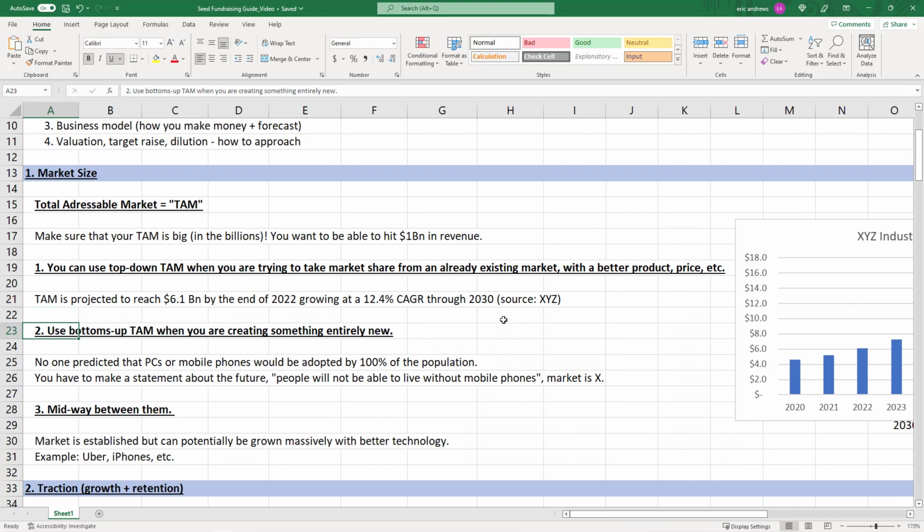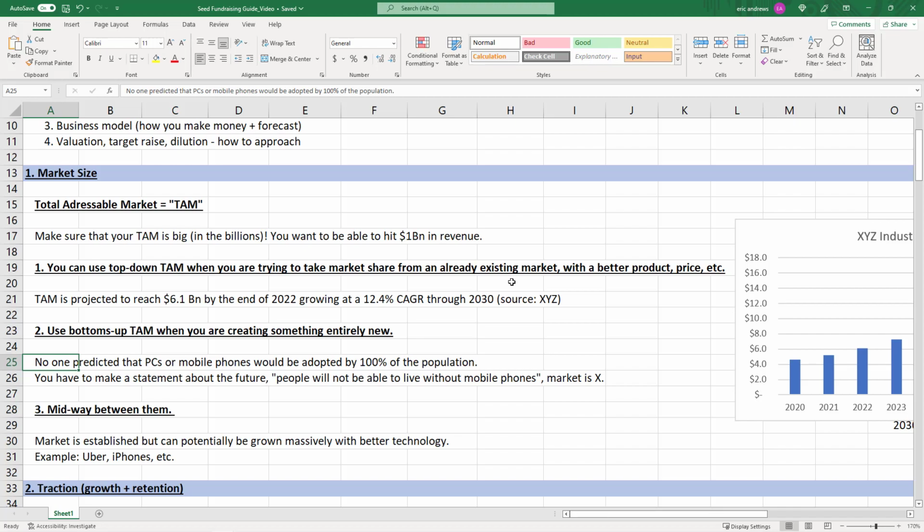The next one is the bottoms-up TAM. So a lot of times you're building something and there isn't really a TAM, or there's not a very big TAM, but you think your product would be adopted by many people. So you use a bottoms-up TAM when you're creating something entirely new. So no one predicted, for example, that PCs or mobile phones would be adopted by 100% of the population. When these first came out, they weren't very user-friendly.